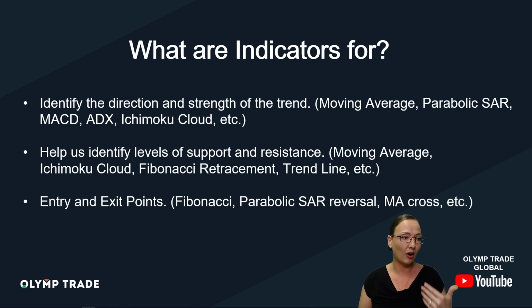So I do have a few examples here. For identifying a trend, we have our moving averages, we have the parabolic SAR, the MACD, the ADX will show you the strength of the trend, the Ichimoku cloud, and of course there are a lot more. For support and resistance areas, we can also use the moving average, the Ichimoku cloud, the Fibonacci retracement, trend lines, and horizontal lines. And indicators, they also help us identify entry and exit points. Where are we going to enter our trades and where are we going to close our trades? Where are our targets? For our entry and exit points, likewise, we can use Fibonacci, the parabolic SAR reversals, moving averages crosses, and so forth.